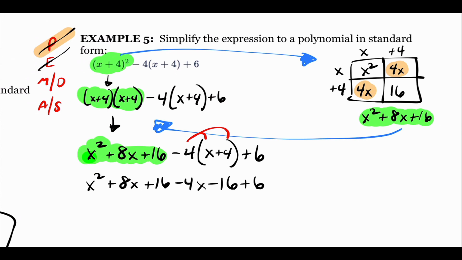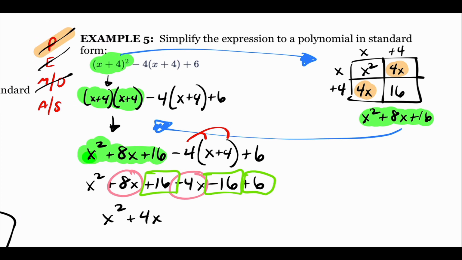Now the last step is addition, subtraction. Combine like terms. I can combine this guy and this guy. And then I can combine this guy and this guy. So when I combine, I get plus 6. They cancel out nice and neat.